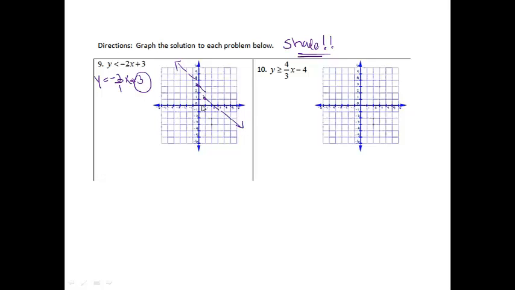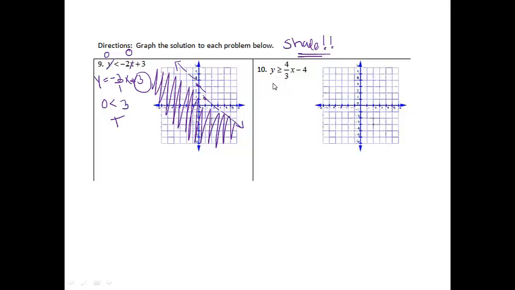And then from there, we're going to test the point 0, 0, because we're going to see which side of the line we want to shade. So I'm going to put 0 in for my y and 0 in for my x. So I'm going to get 0 is less than negative 2 times 0 is 0, 0 plus 3 is 3. So I need to decide, is that a true statement? I like to look at, is the mouth eating the bigger number? Yes, it is. So this is a true statement, which means we are going to shade the side of the line that contains 0, 0. So that would be my solution.